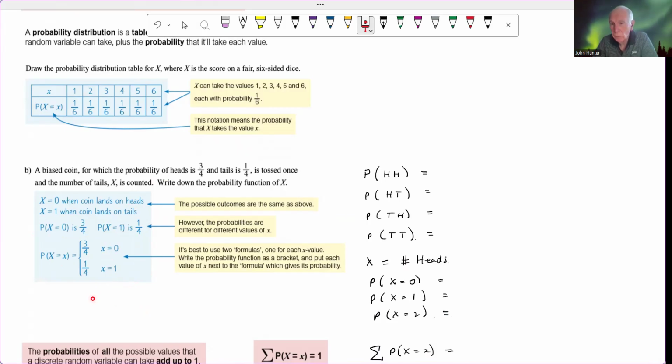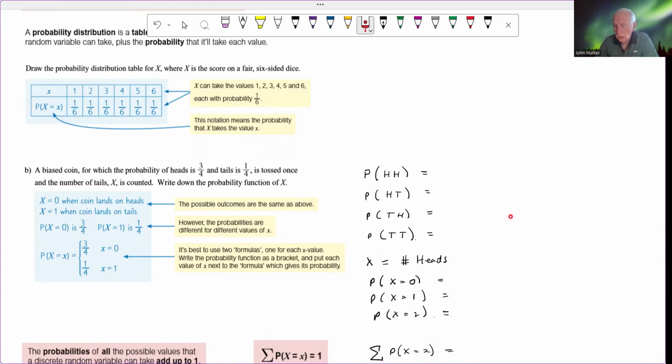We could put it on a graph, couldn't we? It would be a very simple graph in this situation. It would be 2 bars. One would be 1/4 high and the other one would be 3/4. So that's the probability function for one spin.